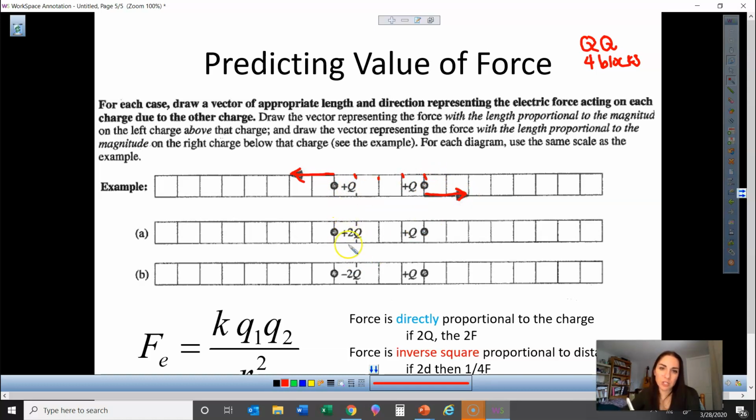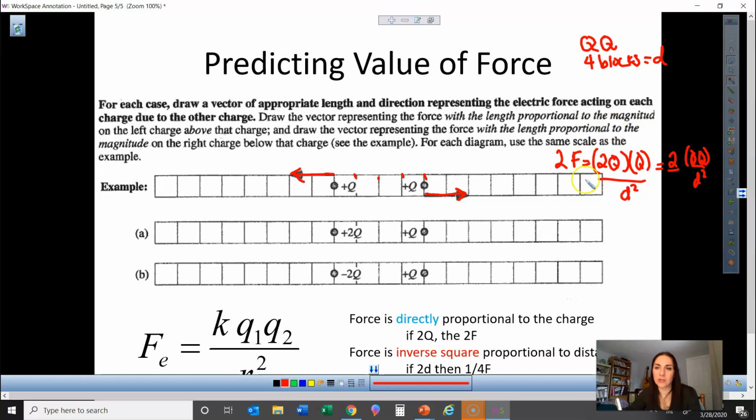So the question is, what if I change this one to 2Q instead? I have twice as much force now. I hope that makes sense. If you look at the equation, if I do force is equal to 2Q, and 4 blocks equals D, we'll do that. Q over D squared. This is the same as the original, which was the Q and Q over D squared, but now I have a factor of 2, which means this force has to be doubled.